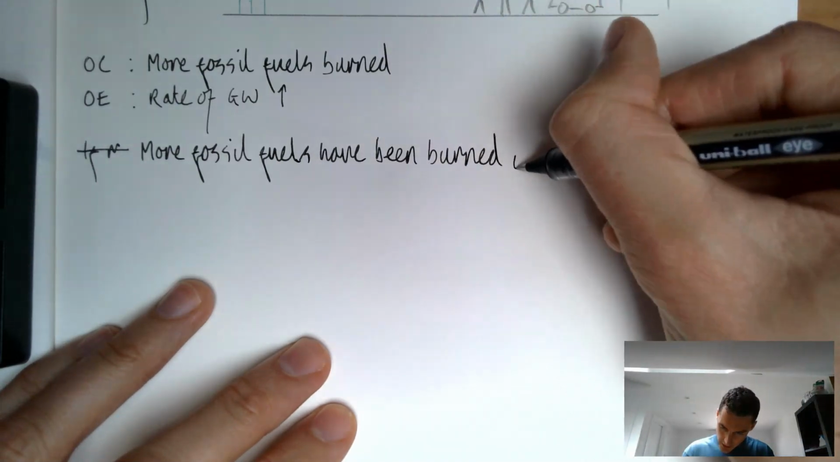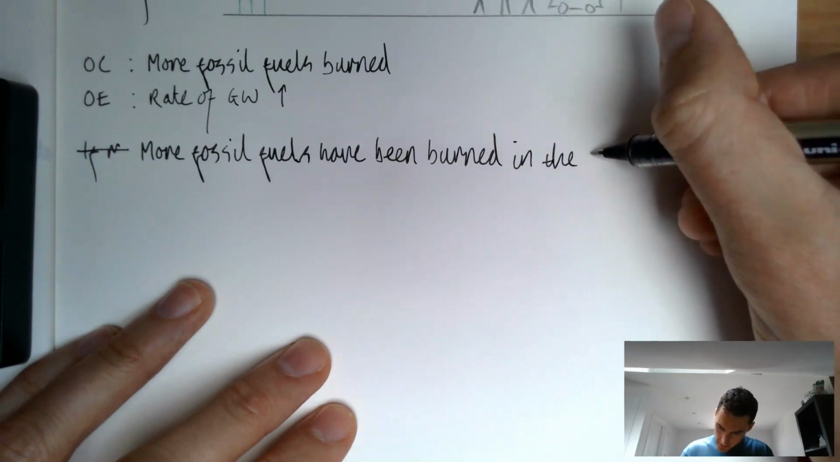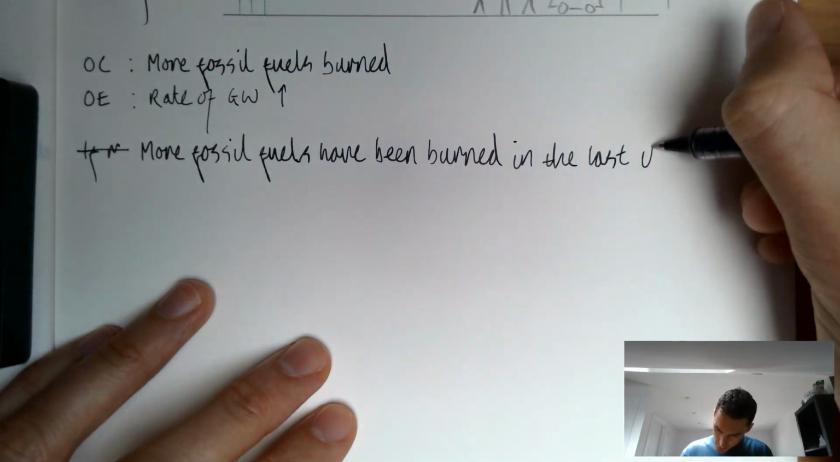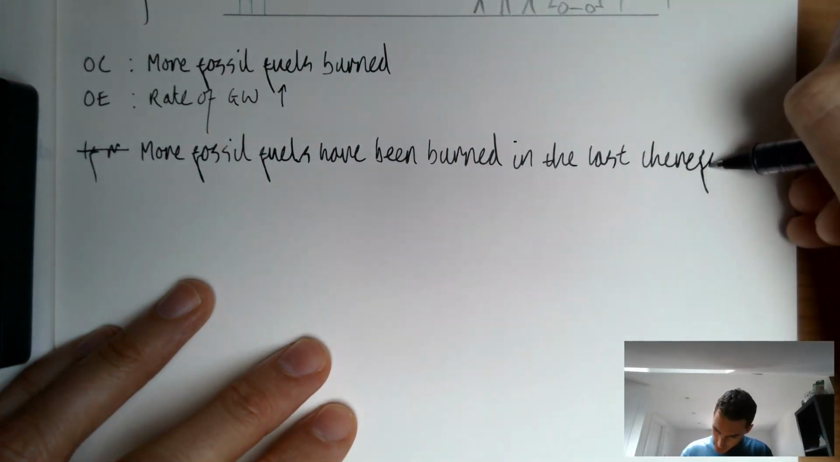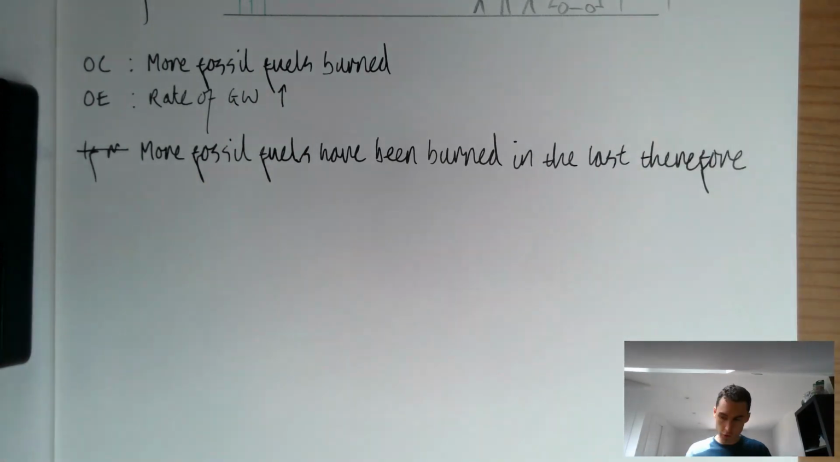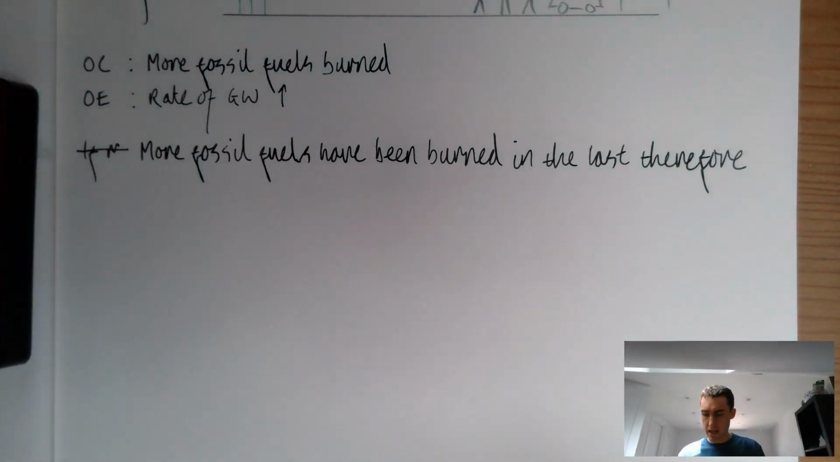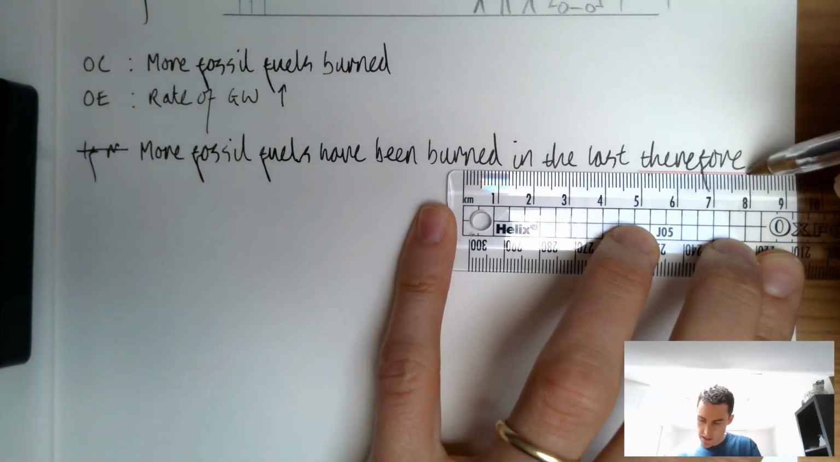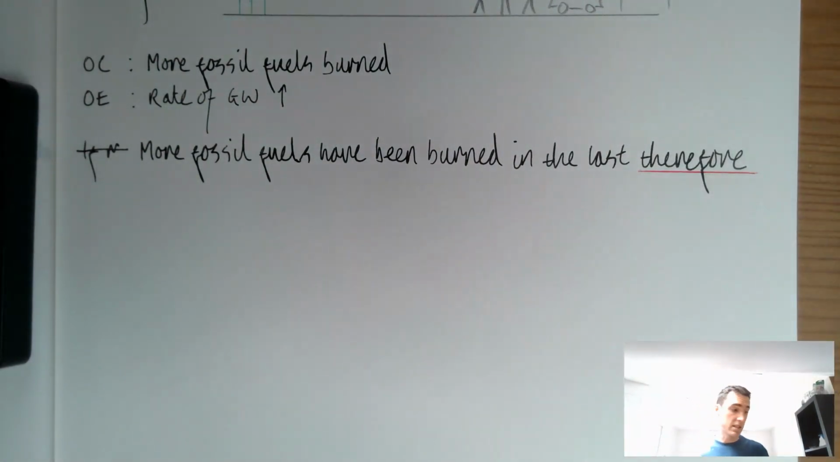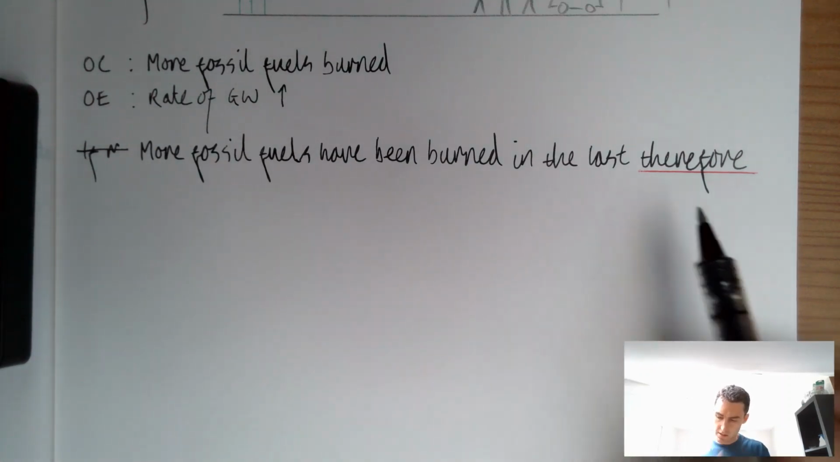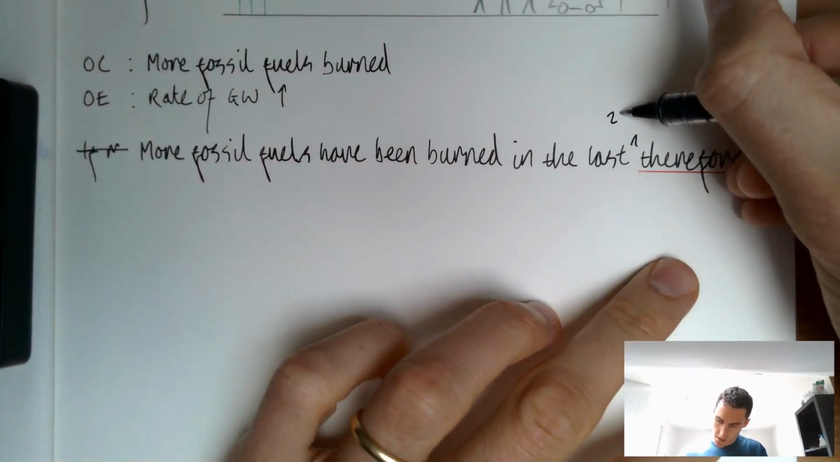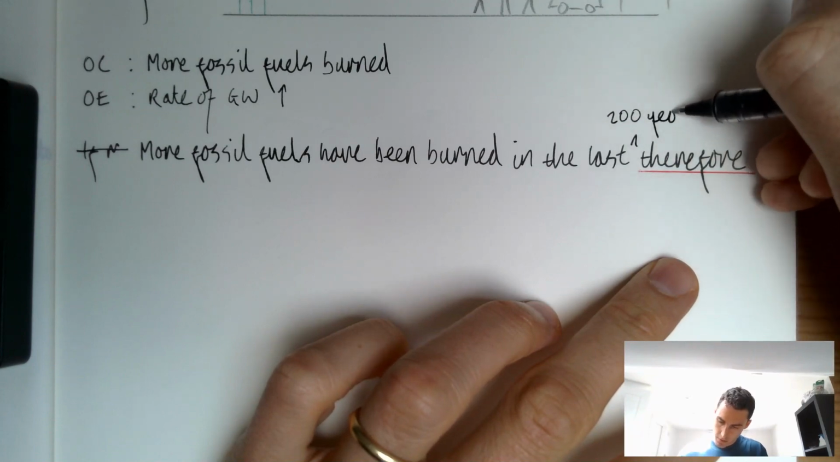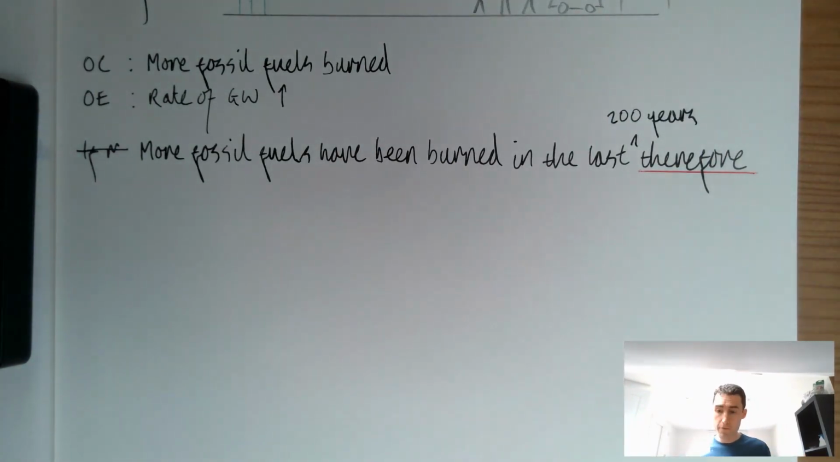So more fossil fuels have been burned the last 200 years. Therefore, and again, I really want to highlight to students that that word therefore is doing a lot of work here. That, instead of if and then in this case, is showing that I understand what scientific explanation is all about. It's about linking things in terms of cause and effect. So more fossil fuels have been burned in the last 200 years. It's hard to write while talking. Therefore, what do I want to say next?